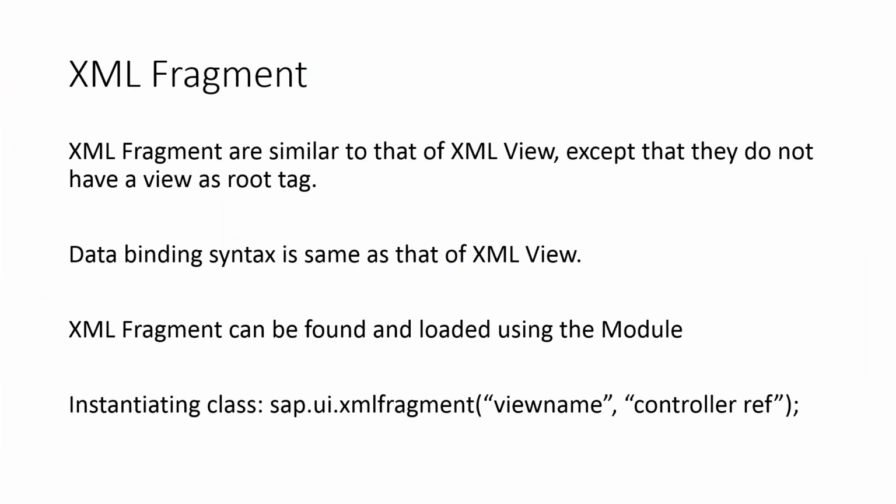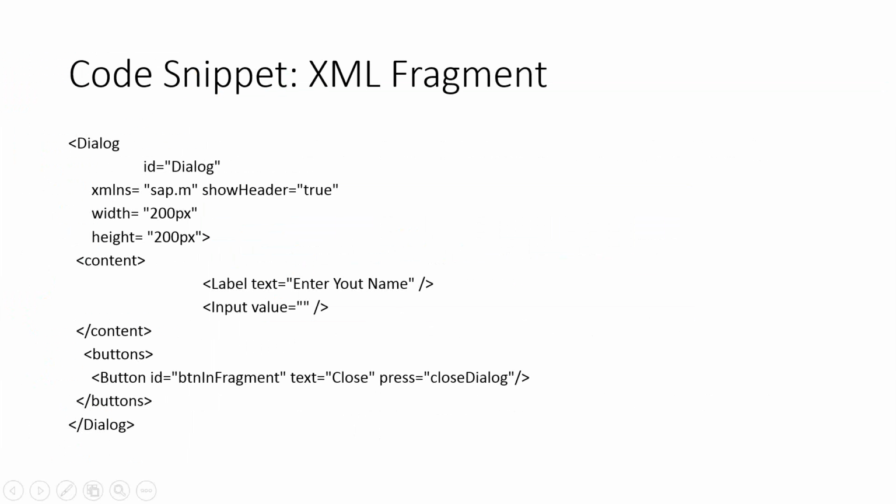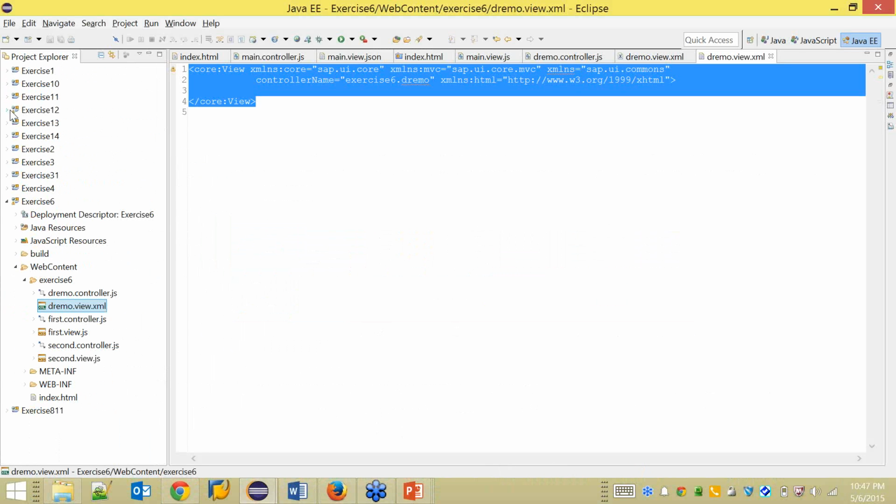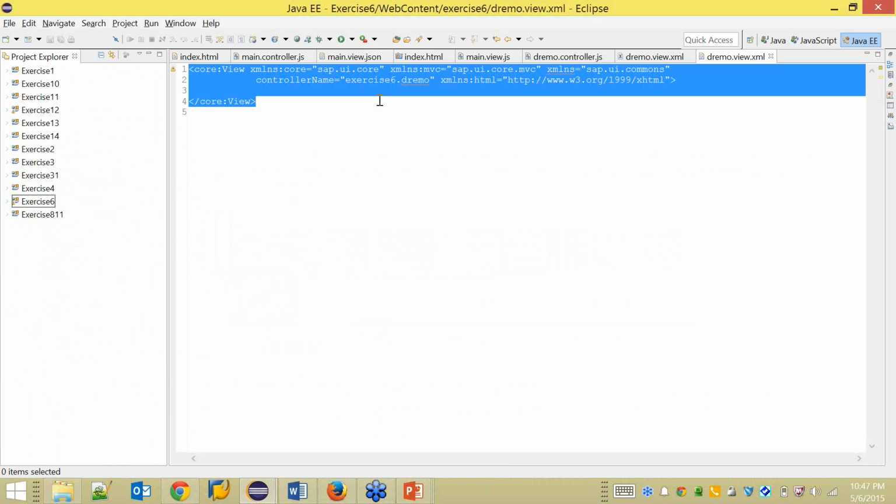The XML fragment can also be loaded using the modules. That is the module that I have taught you before, jquery.sap.require. You can use that as well. For creating the instance of this, you can use the class sap.ui.xmlfragment for XML fragments, whereas sap.ui.jsfragment for the JS fragments. So let me just go ahead and create a simple application. First, I would be creating an application with the JavaScript fragments.